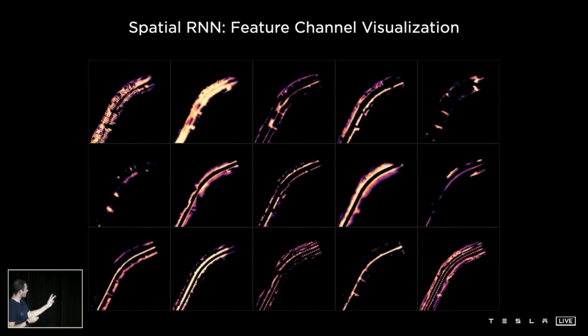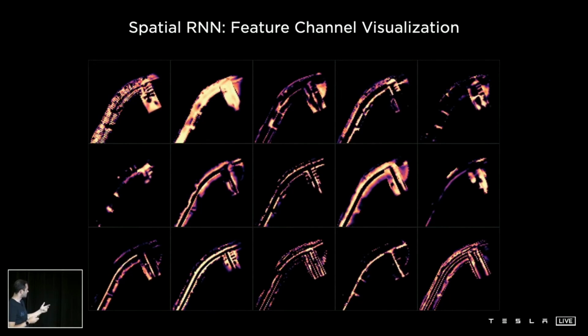And these are different channels in the hidden state. You can see that this is after optimization and training this neural net. You can see that some of the channels are keeping track of different aspects of the road, like, for example, the centers of the road, the edges, the lines, the road surface, and so on.